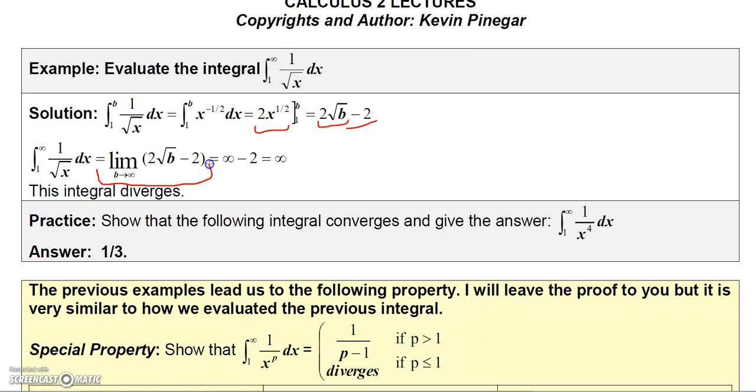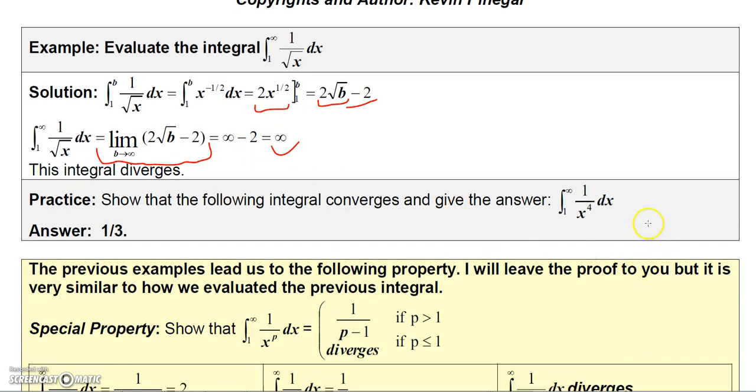Now I want to take the limit of this as b goes to infinity. But this won't converge, because if I take the limit of this as b goes to infinity, I'll get 2 times infinity, which is infinity, minus 2, and infinity minus 2 is infinity. So this integral doesn't actually converge to a value. Now, you can do this other one as a practice problem. Do it just like I did this one, and you'll find that this one does converge, and it converges to 1/3.